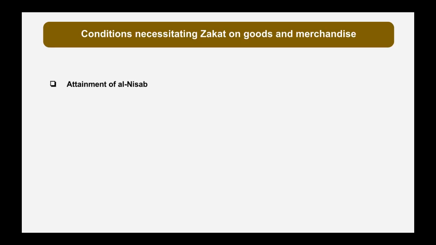The first condition is the attainment of an-nisab, meaning the merchandise attains an-nisab, the minimum amount of money that makes zakat obligatory. And an-nisab of merchandise is based on the value of gold or the value of silver. And therefore the owner has the choice to base the zakat either on the value of gold or the value of silver. But as we mentioned in the previous lesson, it is better to calculate a nisab based on the value of silver.